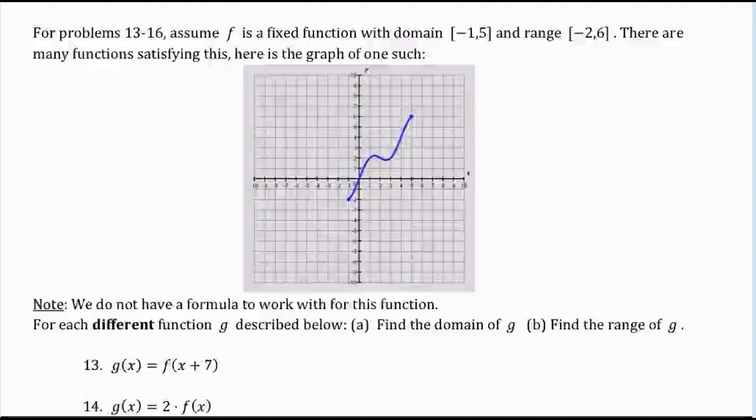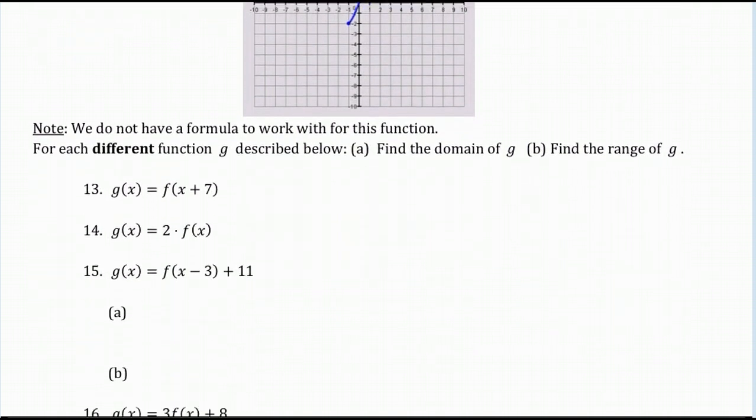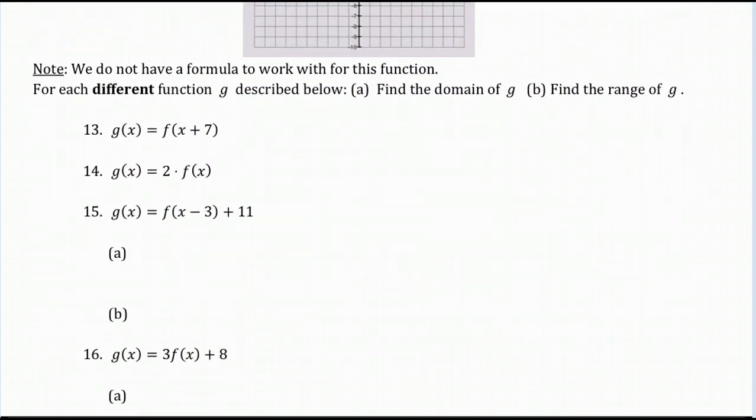So we want to know what happens to the graph, describe that in words, and then how is that related to the domain and the range of the transformed function. So I'm going to do 2 of these examples. I'm going to do 15 and 16 and let you think about 13 and 14.